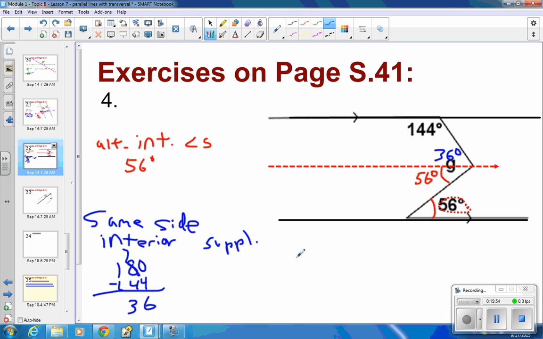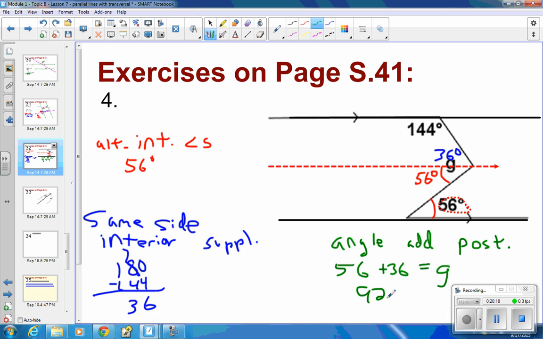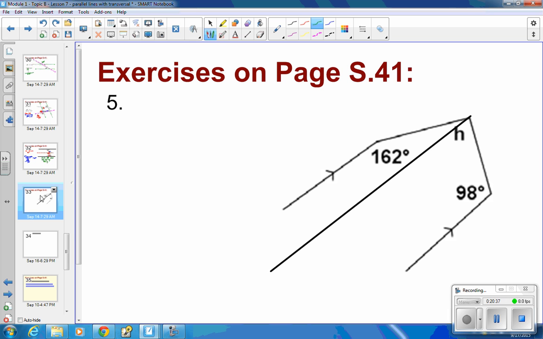Okay, then we got to find G, and G would be using my angle addition postulate. And my angle addition postulate says that I can just add the 56 plus the 36, and that gets me my whole angle G. And so that is going to be 92 degrees for G. Okay, so alternate interior angles for getting the 56 here. Same side interior angles are supplementary to get that 36, and angle addition postulate to just add these two together to get G.